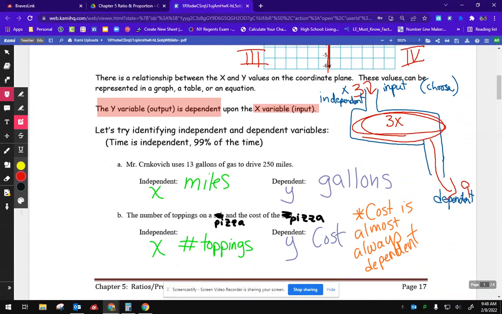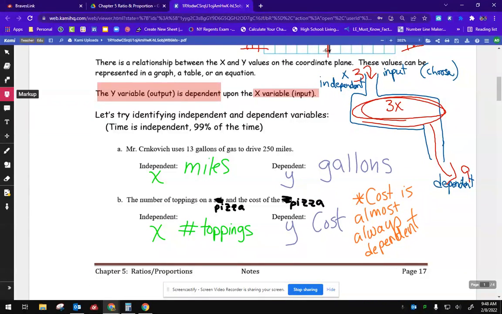So X is always... I like to change the colors. It makes me happy. X is always our independent variable, what we get to choose, and Y is always dependent.